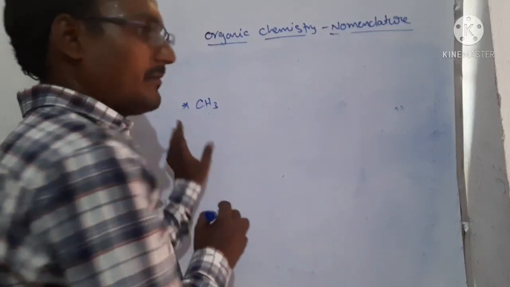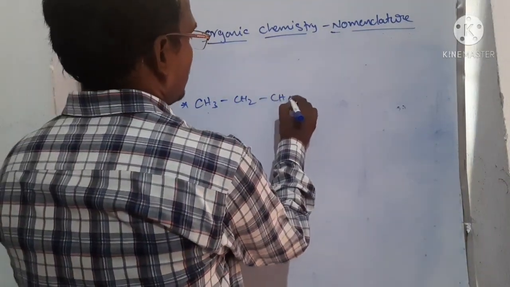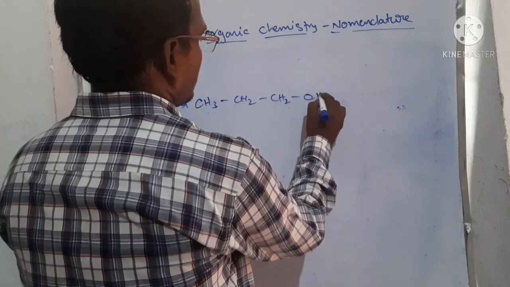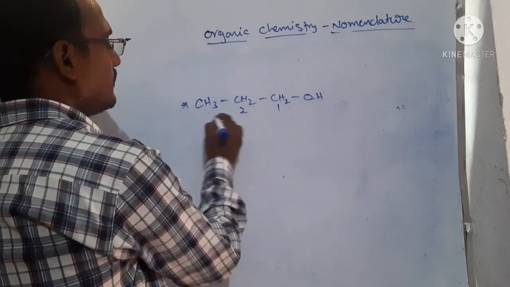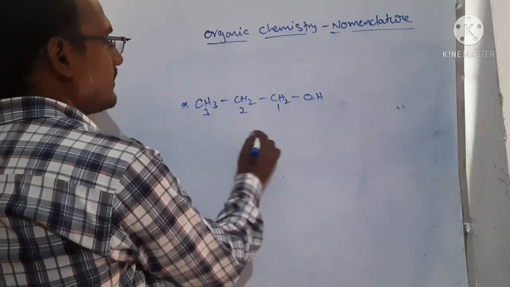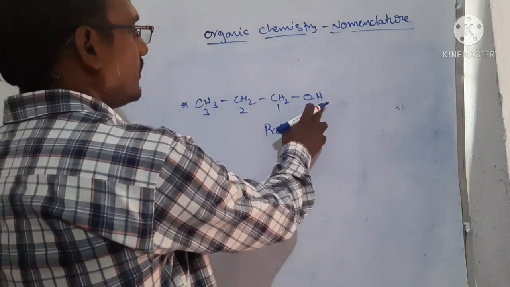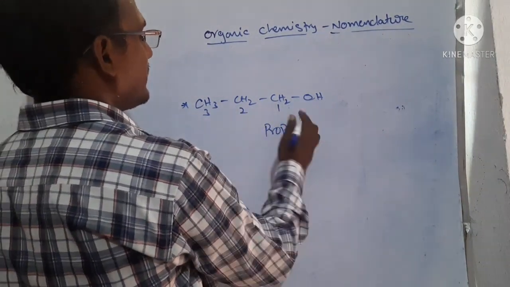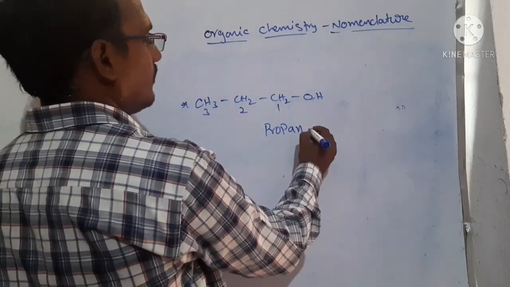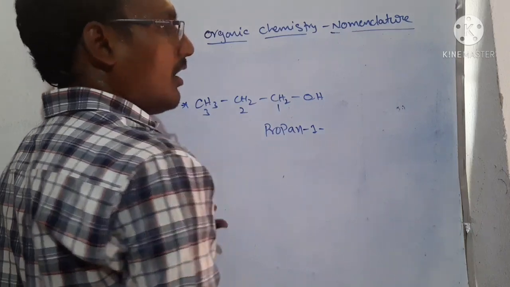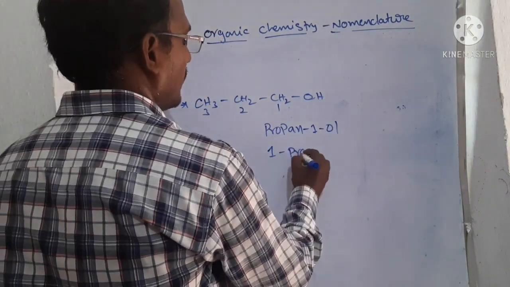Right? Let's see the question. CH3, CH2, CH2, OH. So here the OH is there. That means this is the first priority group. 1, 2, 3. So 1, 2, 3 means meth, eth, prop. Prop is the root word. There are no prefixes here. All are single bonds. That is propane. Here the first position is having the OH group. That means 1-ol. Or this is also called 1-propanol.